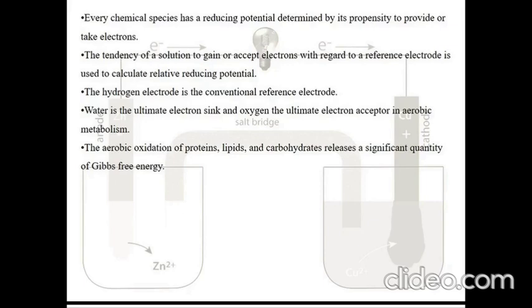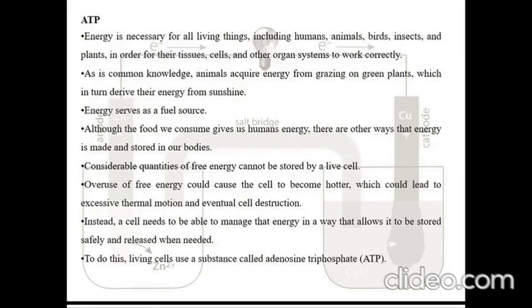Water is the ultimate electron sink and oxygen the ultimate electron acceptor in aerobic metabolism. The aerobic oxidation of proteins, lipids and carbohydrates releases a significant quantity of Gibbs free energy, ATP. As we all know, energy is necessary for all living things, including humans, animals, birds, insects and plants, in order for their tissues, cells and other organ systems to work correctly.